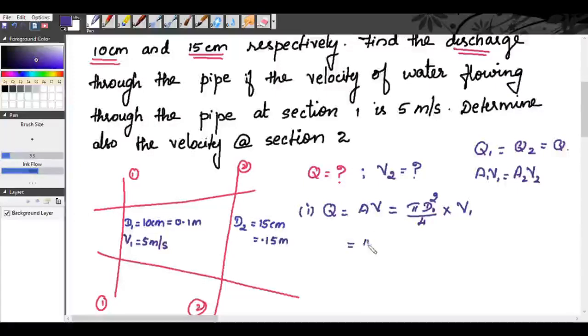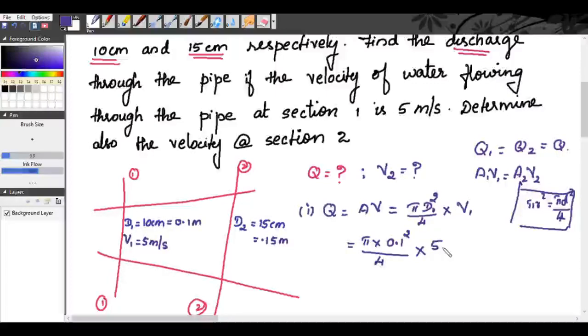So Q is equal to pi into d1, which is 0.1, 0.1 square divided by 4, or you can take it as pi r square. See, pi r square is taken as pi d square by 4. Okay. Now, into V1, which is 5 meter per second.